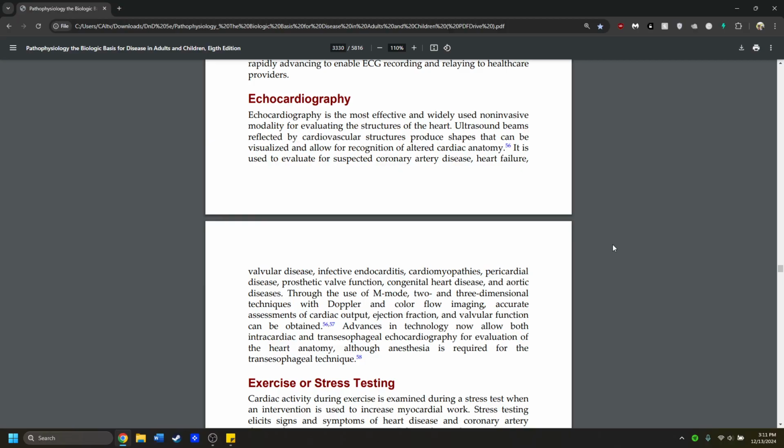Through the use of M-mode, 2 or 3-dimensional techniques with Doppler and color flow imaging, accurate assessment of cardiac output, ejection fraction, and valvular function can be obtained. Advances in technology now allow both intracardiac and transesophageal echocardiography for evaluation of heart anatomy, although anesthesia is required for the transesophageal technique. That's your TEE.